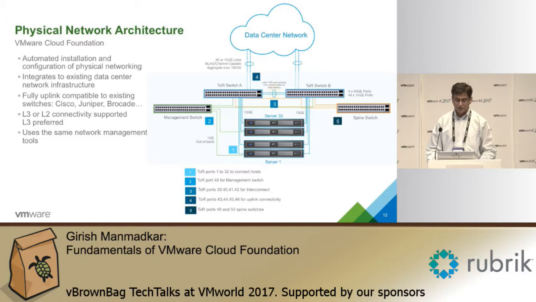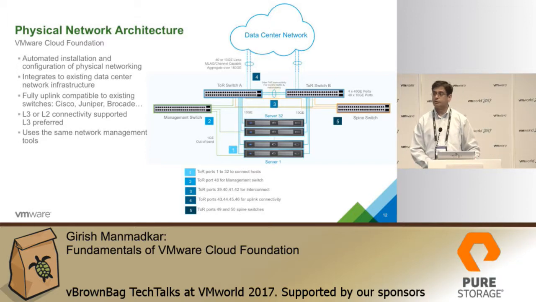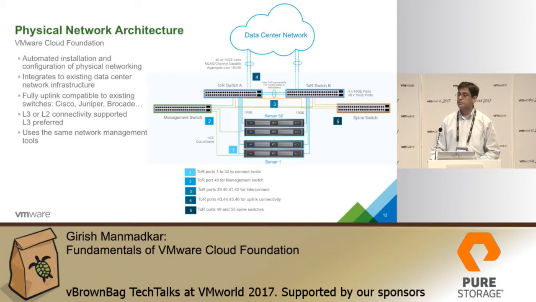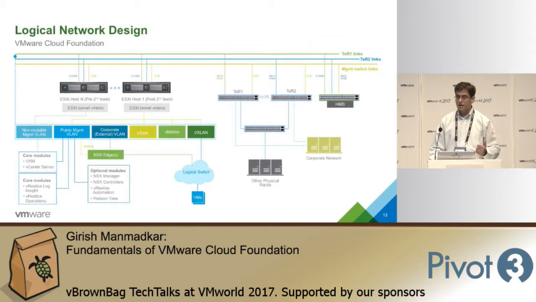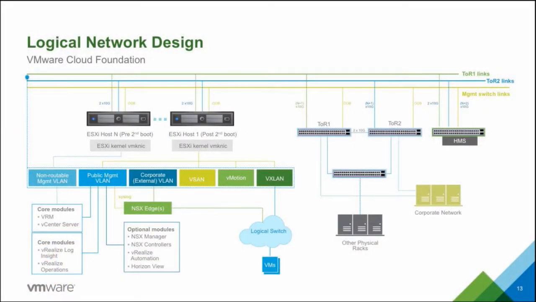And number 5, which is very, very critical, if you want to grow beyond 2 racks, we are very prescriptive to make sure that port number 50 or 49 are used to expand beyond your 1 rack on the spine switches. So that's about physical networking.